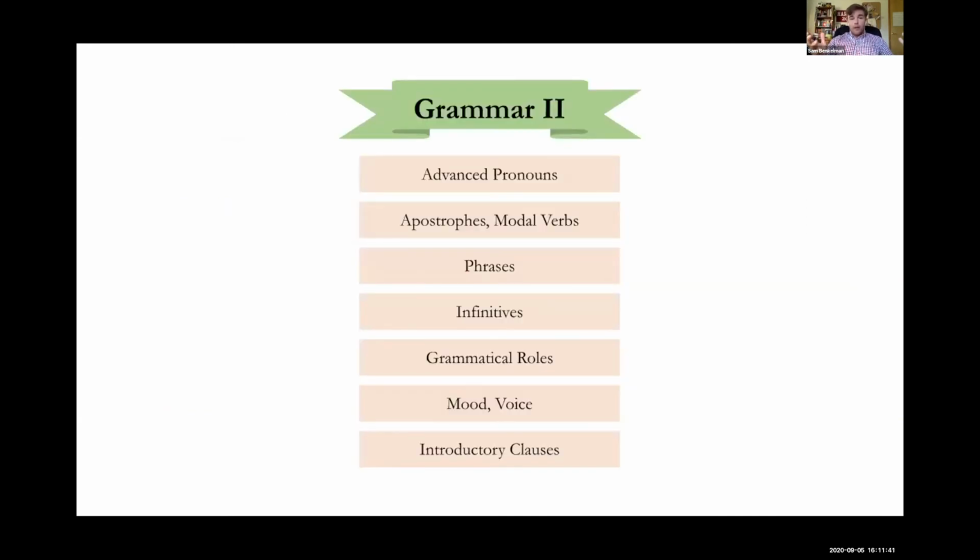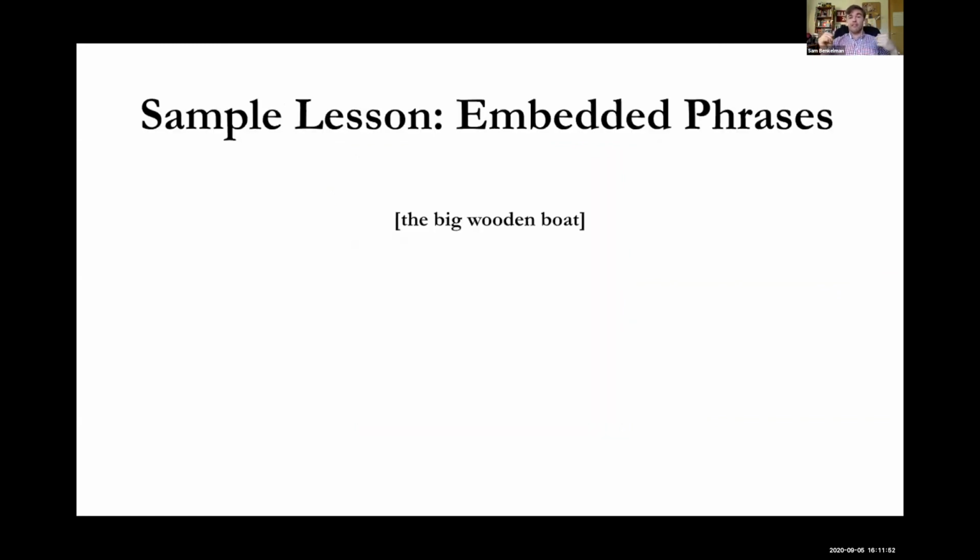Grammar 2, I've been talking about phrases a lot, so we really care about phrases in Grammar 2. So something that we tackle in class in Grammar 2 is this idea of some of the crazy cool things we can do with phrases, so embedded phrases. There are many types of phrases in grammar. Grammar 2 first introduces the most basic type, which is a noun phrase. So the big wooden boat is a noun phrase.